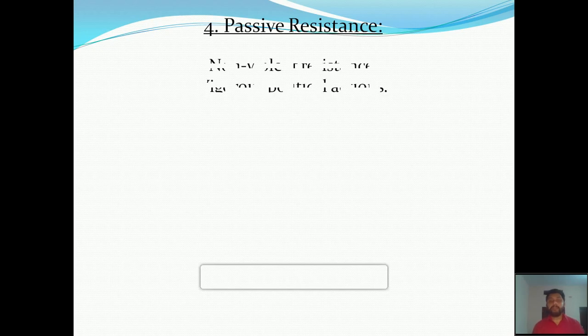Now we are going to see the fourth point, that is passive resistance. What is meant by passive resistance? Assertive nationalist leaders believed in non-violence, or non-violent resistance, and vigorous political actions. Non-violent resistance means, you know the meaning of non-violence, without following any kind of violent activities. And the second one, vigorous political actions: vigorous means active political actions. Be always active.